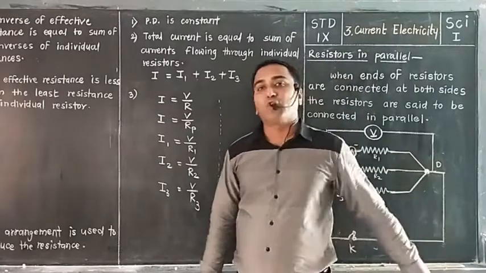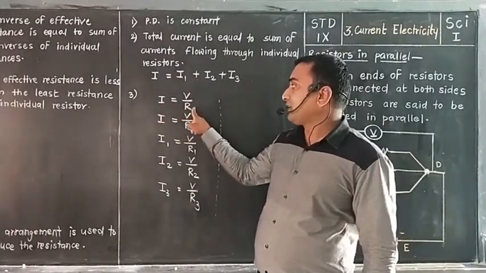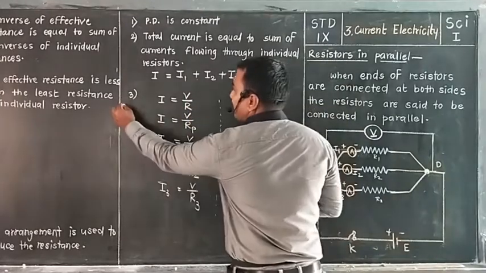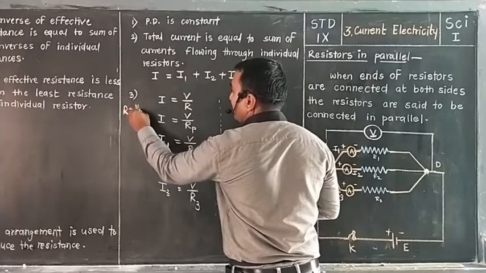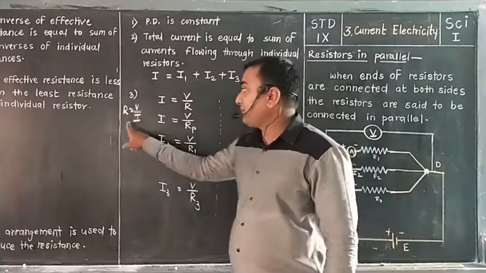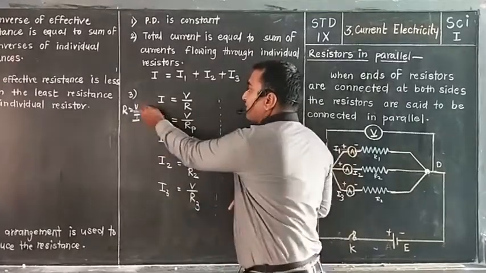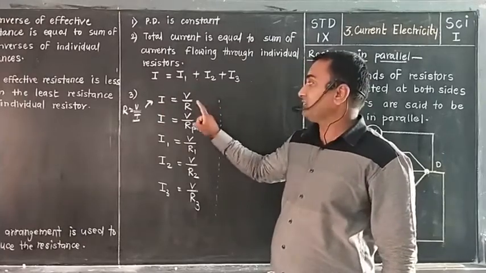But we have one formula. Which one? Current is equal to V divided by R. Which formula do we have? We have R is equal to V upon I. We have this formula or not? With the help of this formula, we have derived this formula. So I is equal to V upon R.